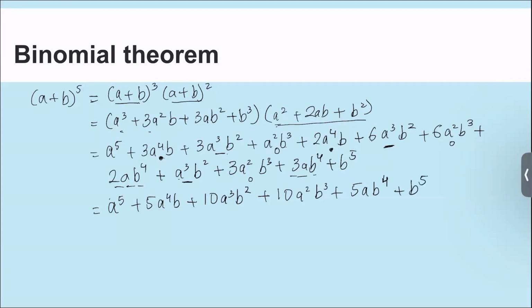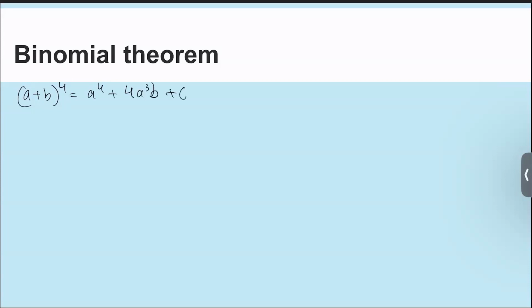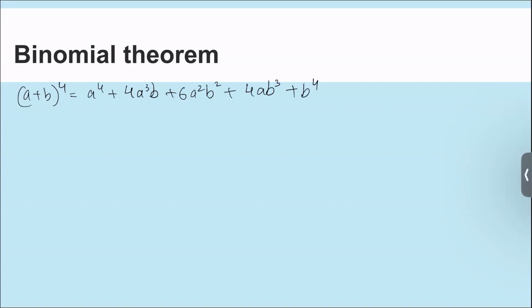So you can see that using smaller power identities, you can get the identities with higher powers also, (a+b) raised to 5. Now suppose the identity for (a+b) the whole raised to 4 is a raised to 4 plus 4a cube b plus 6a squared b squared plus 4ab cube plus b raised to 4. So this is the identity that we know.